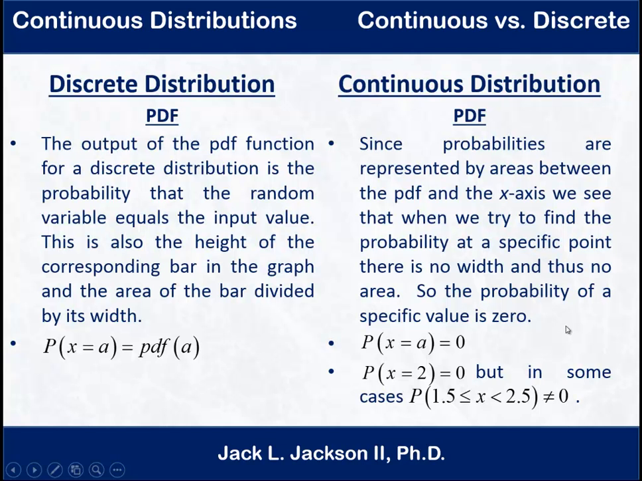Kind of strange there, but it actually turns out to be the case, and that's the case for any continuous distribution. For example, the probability that x equals 2 is 0 no matter what the distribution is if it is a continuous distribution.